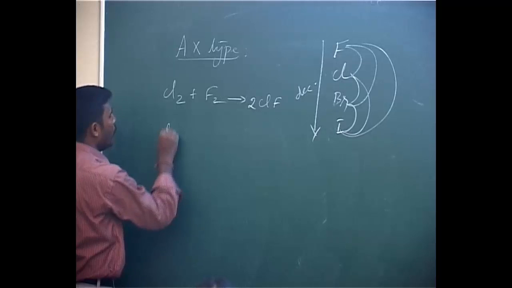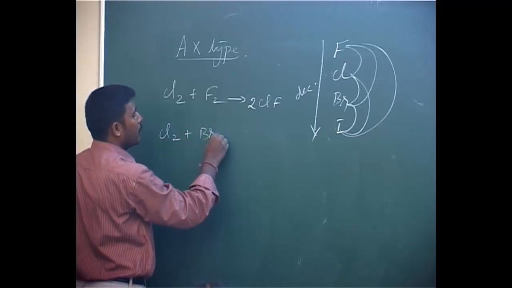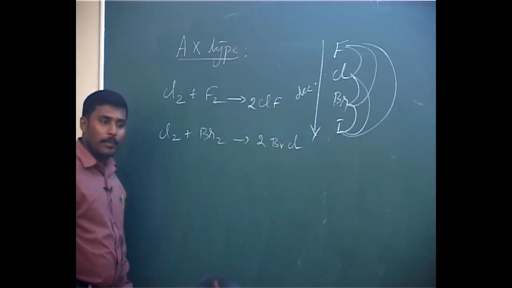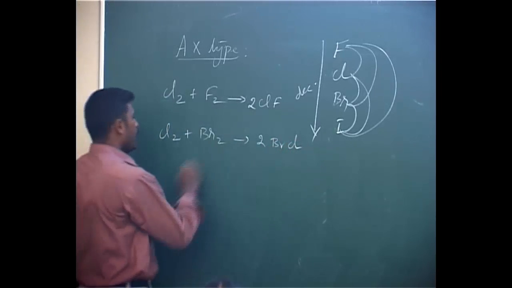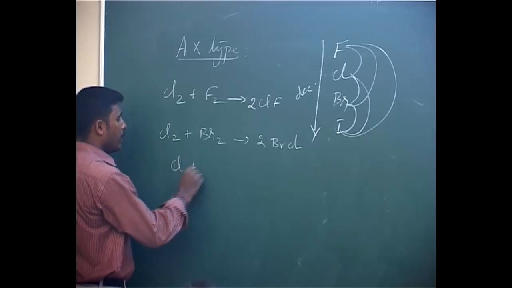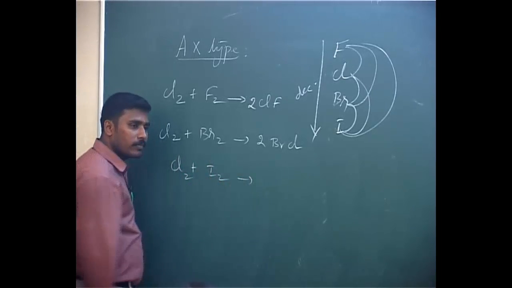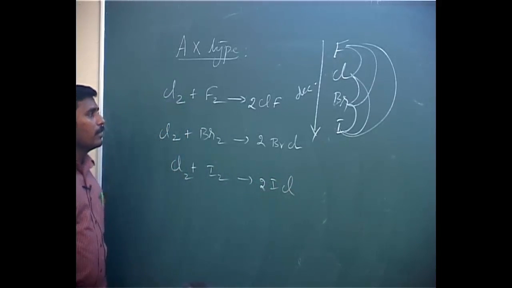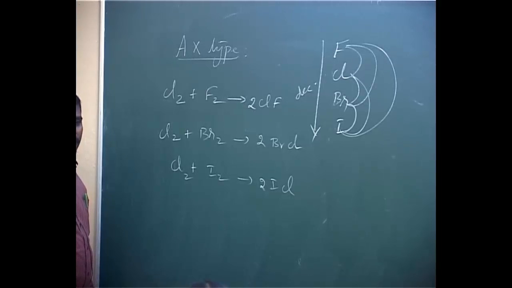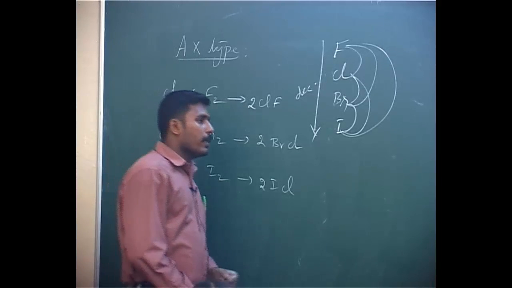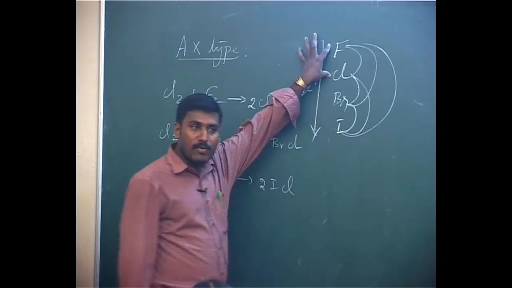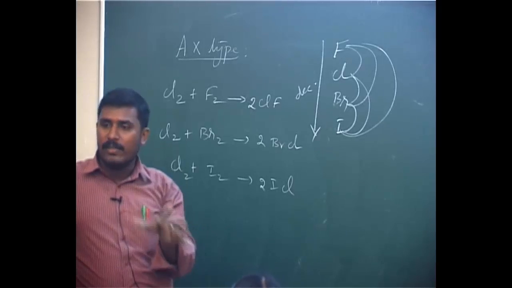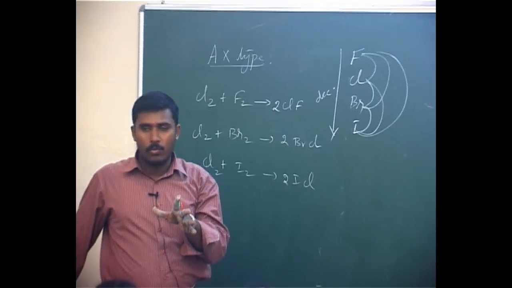Now chlorine reacts with bromine. Two molecules of BrCl. Now chlorine reacts with iodine. ICl. Clear? So when any two halogens react, out of these two halogens, the less electronegative one you write first in the product. That's the rule.